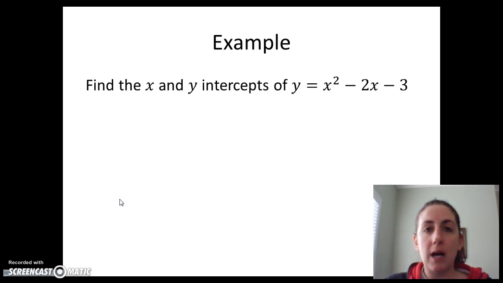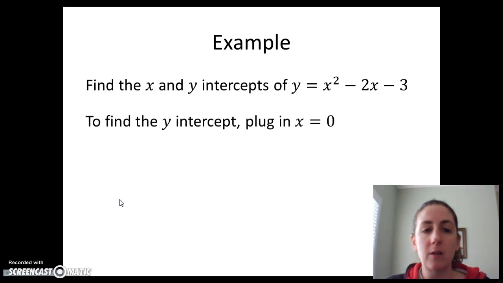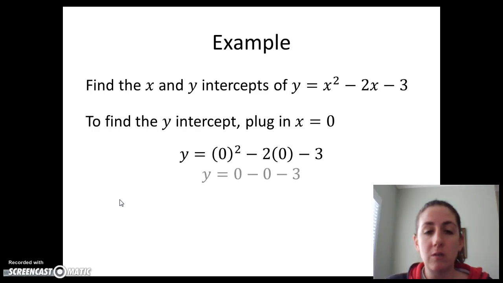Finding the x and the y intercepts are independent of one another. You don't need the x-intercept to find the y, so it doesn't matter which one you do first. So we'll find the y-intercept first. So remember, at the y-intercept, x is equal to 0, so that's what we'll do. We'll plug in x equals 0. And when we do that, we get y equals negative 3.